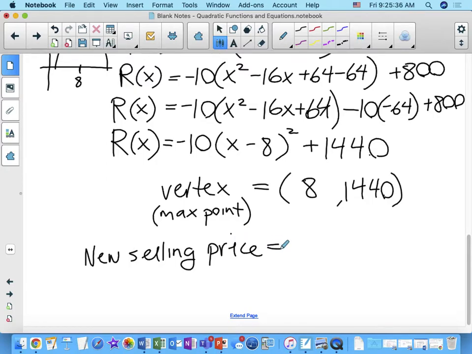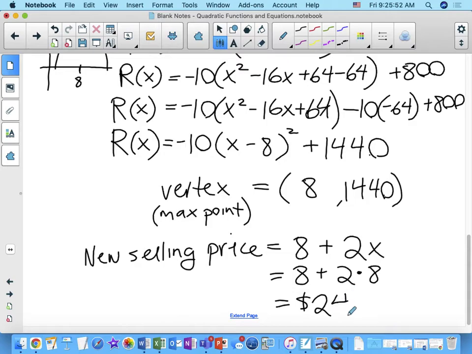Yeah, 24. Because it started at 8, and then I increased it by $16. Right? So it's 8 plus 2x, which is 8 plus 2 times 8, which is $24.